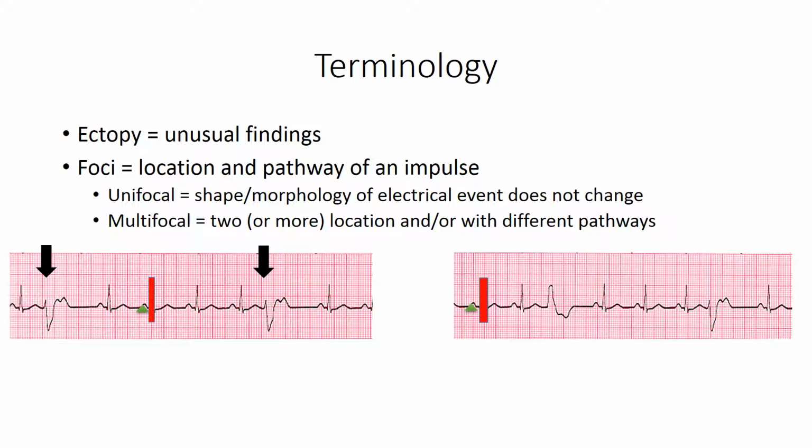In contrast, I have a normal sinus rhythm here. However, this PVC does not look like this PVC. That means I have 2 or more locations that are firing a premature beat, or they are firing them across different pathways to create different morphology or shapes. So, this is a normal sinus rhythm with multifocal PVCs.